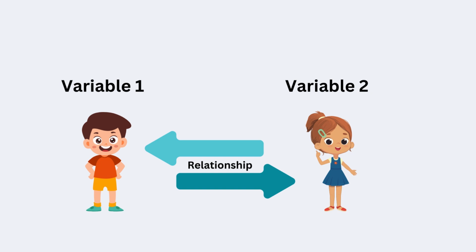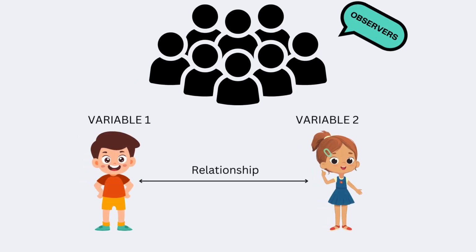Now we are in the second stage, that is the descriptive stage. Now in the descriptive stage, there are observers. The researcher is an observer. So now let's understand again with this story only. Now in the story, the girl and the boy came to know that okay, fine, we are in a relationship.